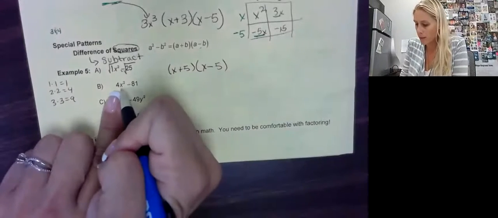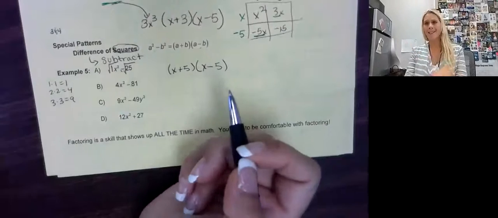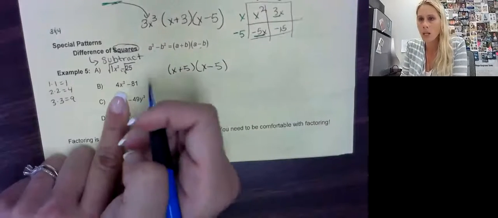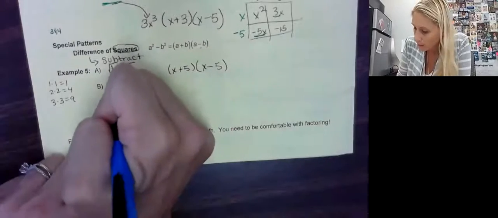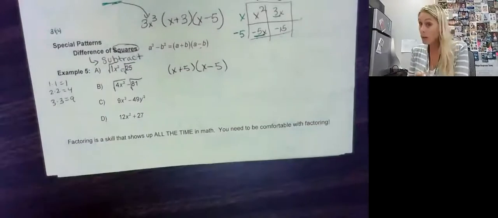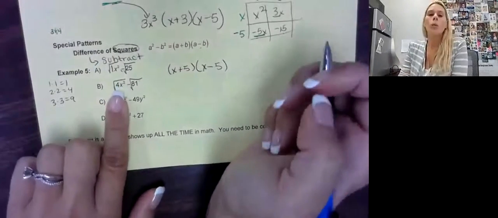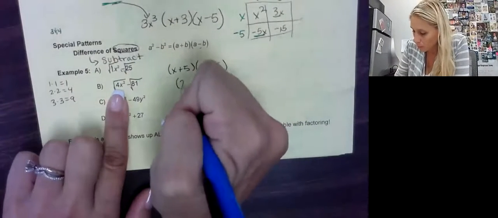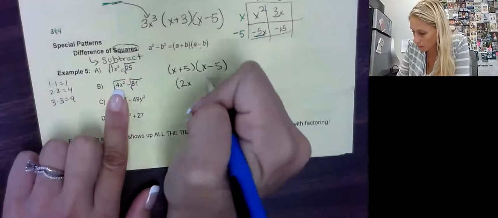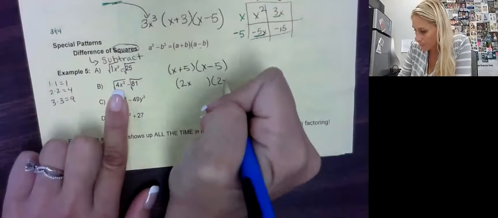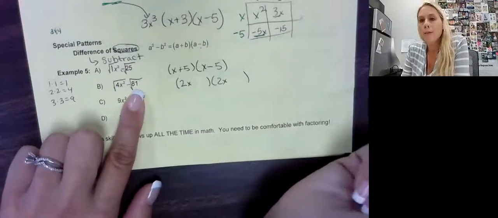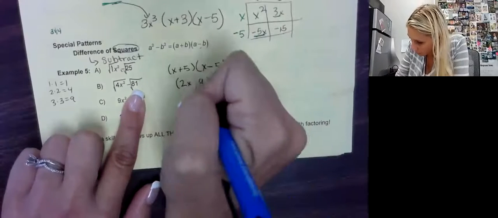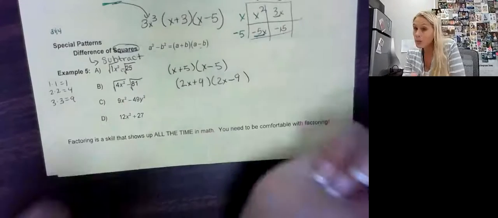Okay, next one. First subtraction. Yes, done. Okay, greatest common factor. Anything common between 4 and 81? No. So now we're going to take the square root, because 4 and 81 are perfect squares. What's the square root of 4x squared? Well, the square root of 4 is 2. So we have 2x, 2x. What's the square root of 81? 9. One's addition, one subtraction.